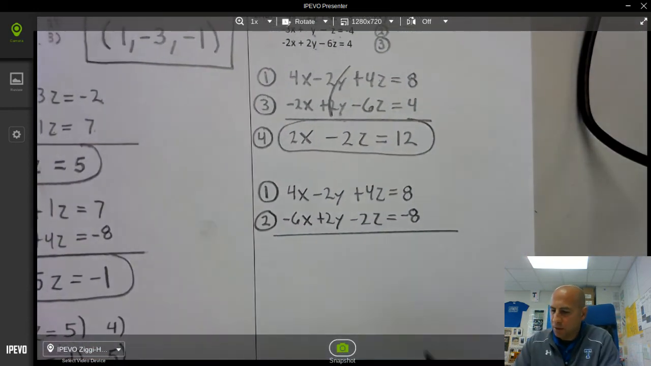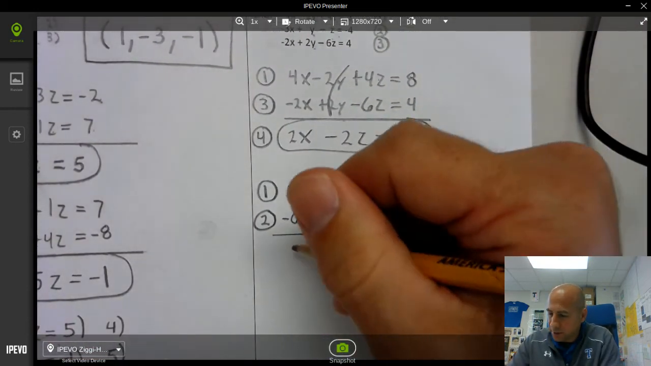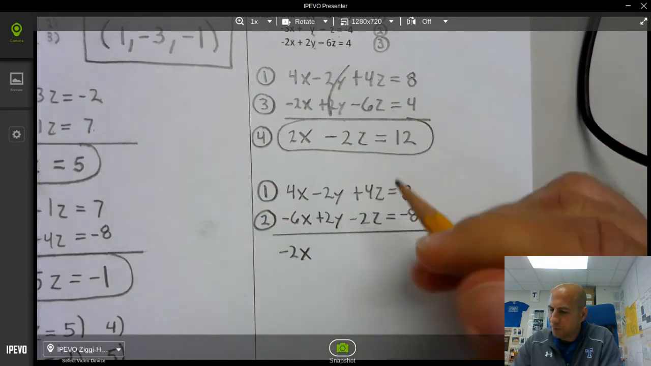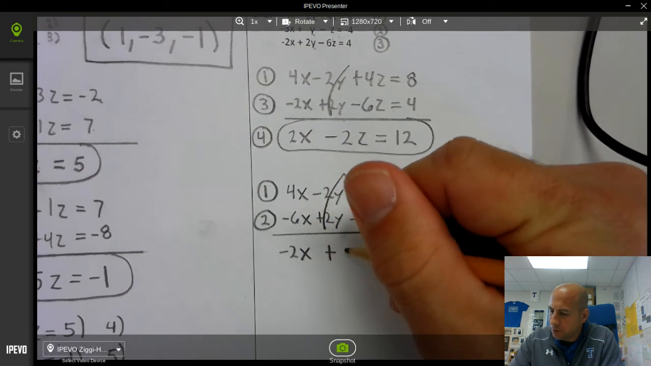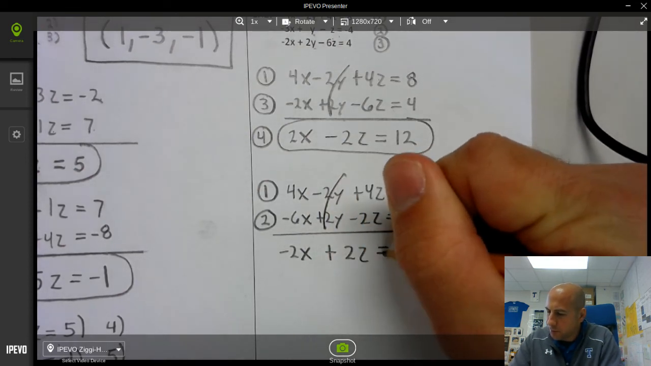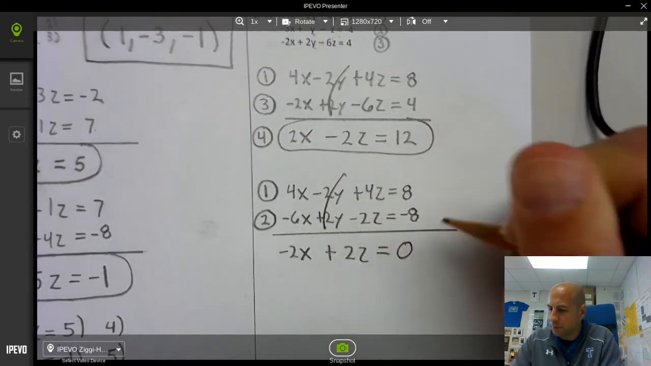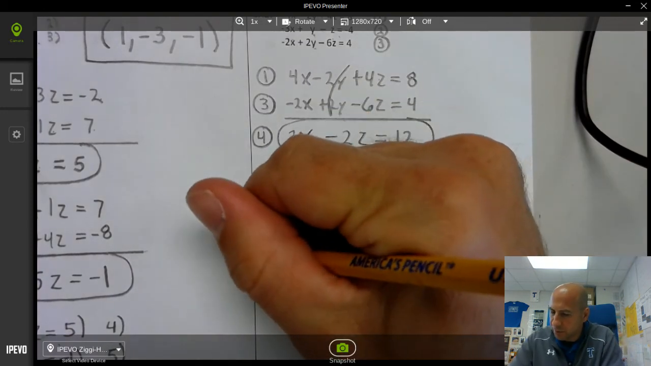All right, so 4x minus 6x is negative 2x. Y's cancel. You get 4z minus 2z is a plus 2z. And then 8 minus 8 is 0. So now that's equation 5.